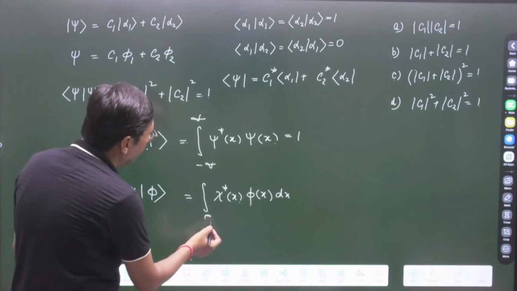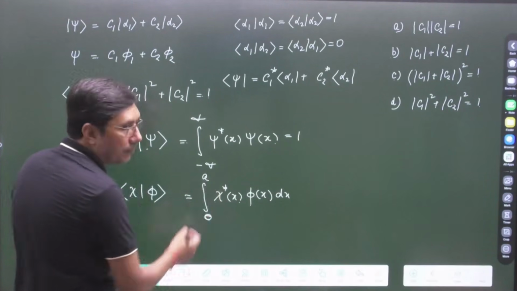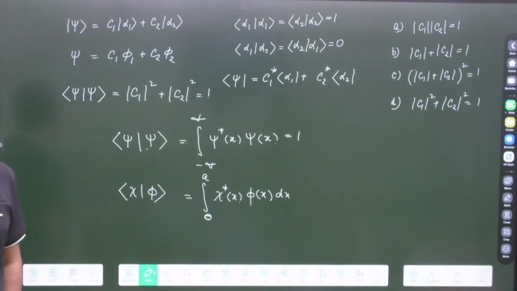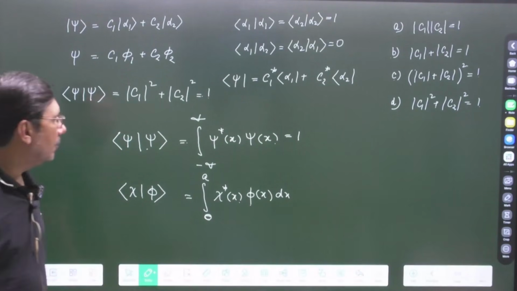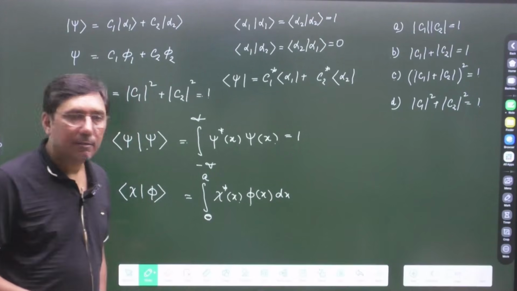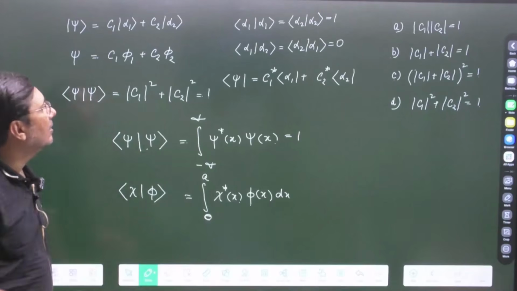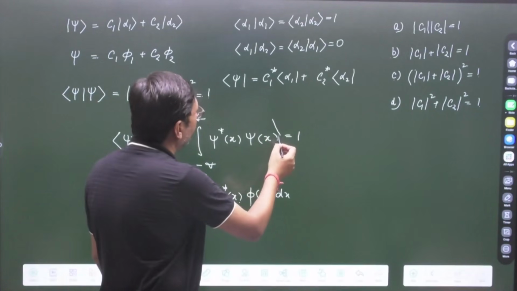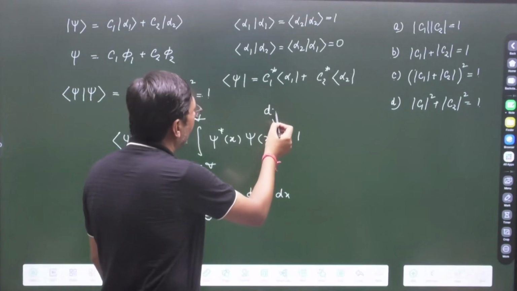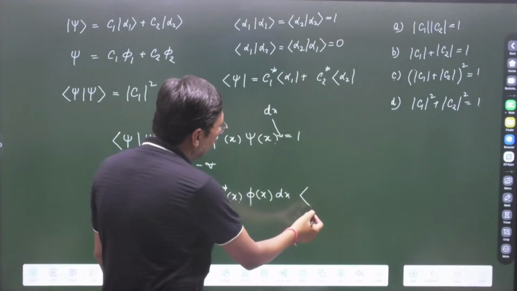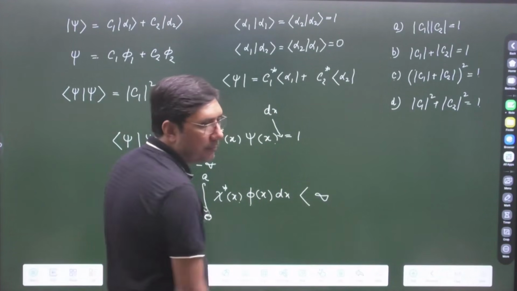Suppose I am providing limits from 0 to a. So this will be the scalar product. Okay? And dx is here. Okay, here also there is dx. And it should be less than infinite. It should be finite.